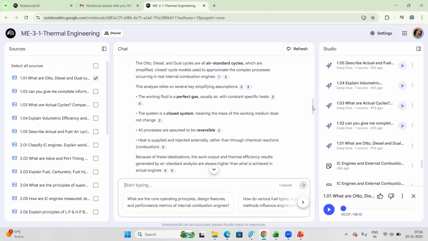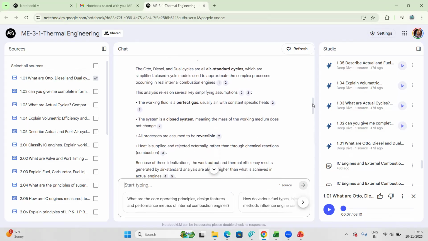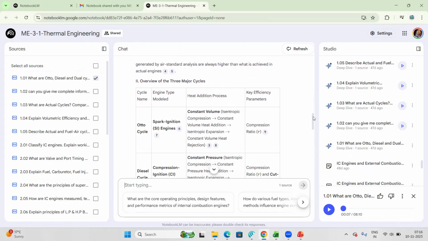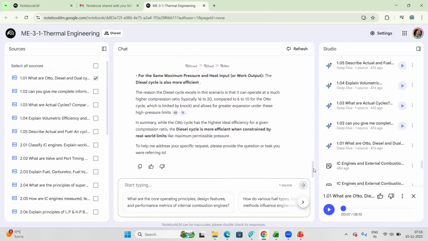If you see here, this will explain what the various things are that will be present. So what are the 8 standard cycles? This is how you can write it in the exam, the analysis, and the overview of the 3 major cycles. In this way, you can get a text format.